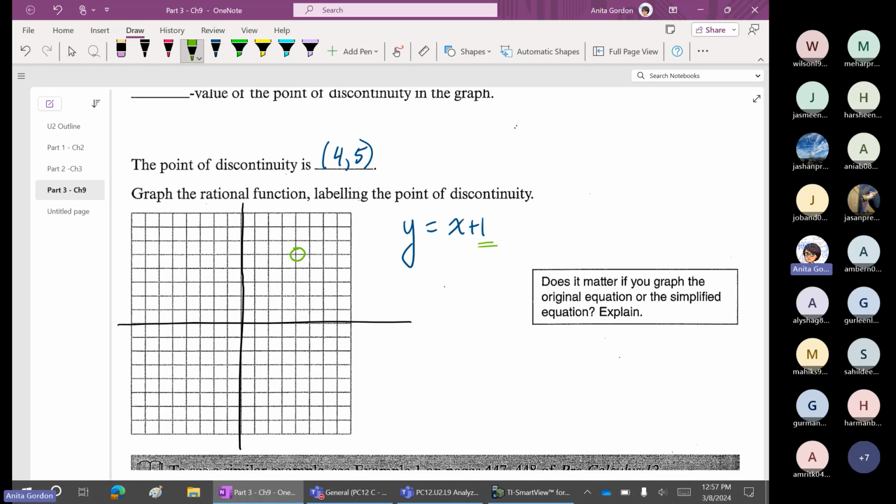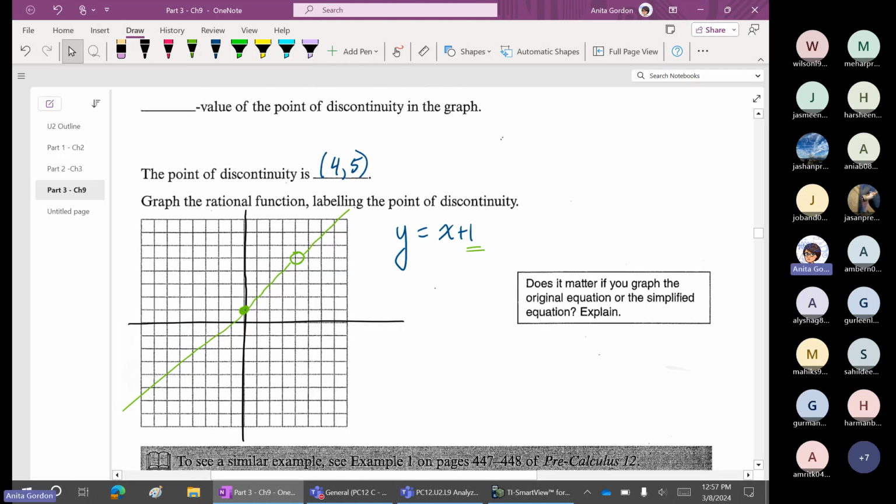mx plus b is what linear functions look like. So the 1 is my y-intercept, and my slope is 1. So this is what my function looks like: a line that goes on and on forever, but has a hole at (4, 5). Any questions about this example?